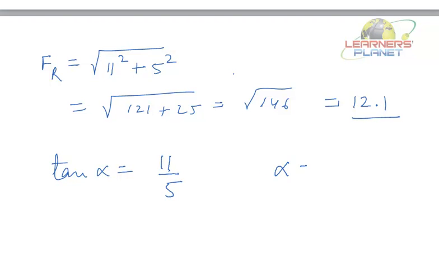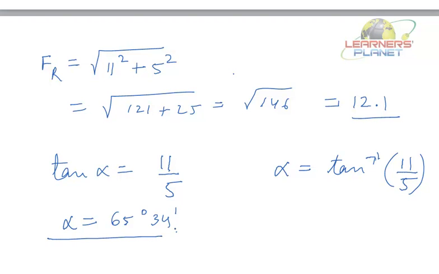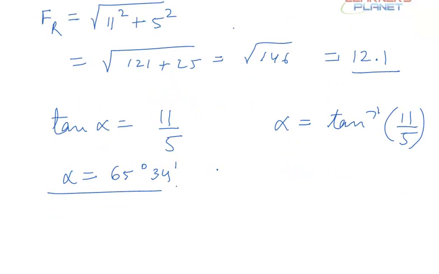As far as the direction is concerned, tan alpha will be equal to 11 by 5. So alpha is equal to tan inverse of 11 by 5. If you have a trigonometric table, you can find out the value of alpha, which will be equal to 65 degrees 34 minutes. This will be the answer. If you do not have a trigonometric table or calculator, you can simply write alpha as tan inverse of 11 by 5.